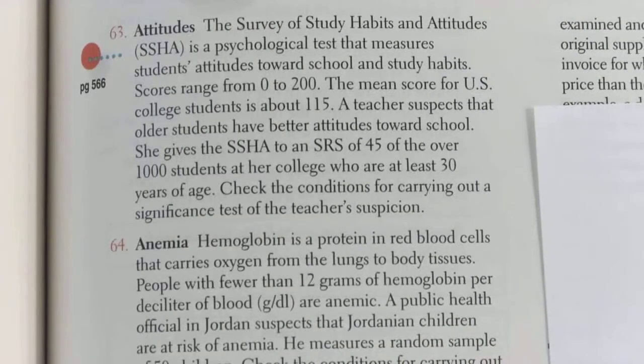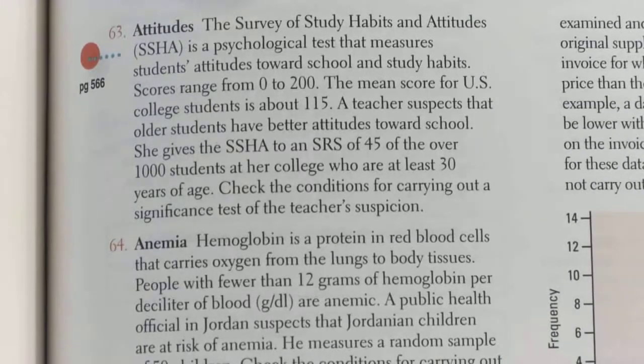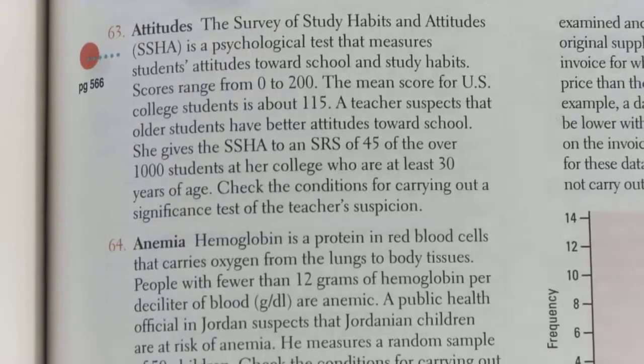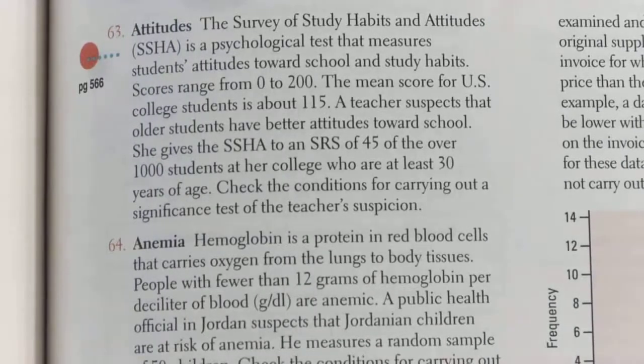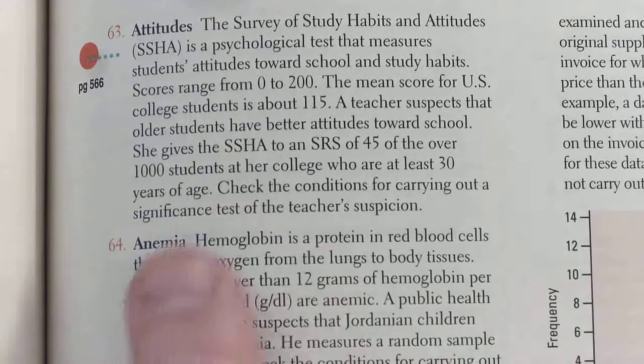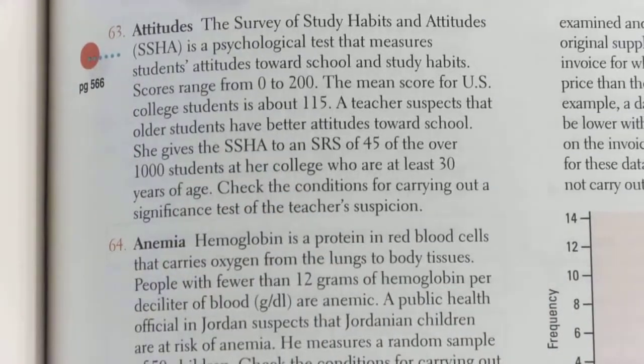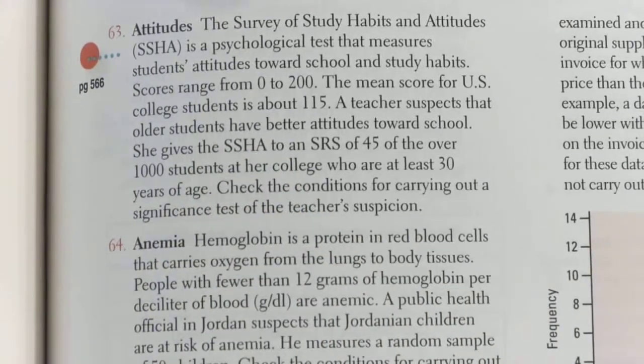So what are the first things we need? When it says check the conditions, is that like random, normal, and independent? Actually, this is all this is asking us to do, is check the conditions. So we don't even have to do a big thing on it. What are the 3 conditions that need to be met? Random, normal, and independent.